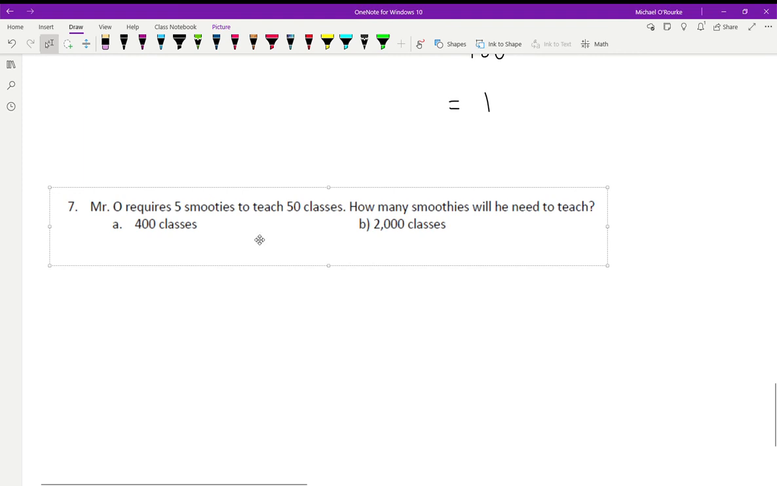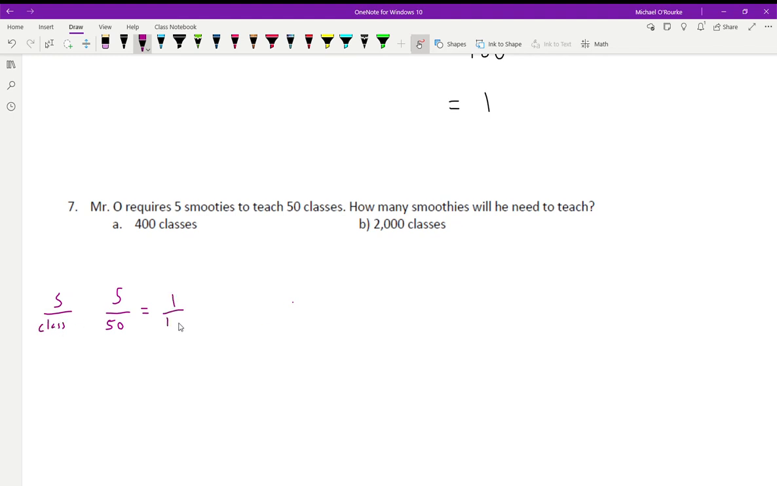Okay. So Mr. O requires 5 smoothies to teach 50 classes. So let's make a little ratio out of this. 5 smoothies for 50 classes. Okay, so we're going smoothies over class, and we can reduce this to 1 over 10 by dividing each one by 5.